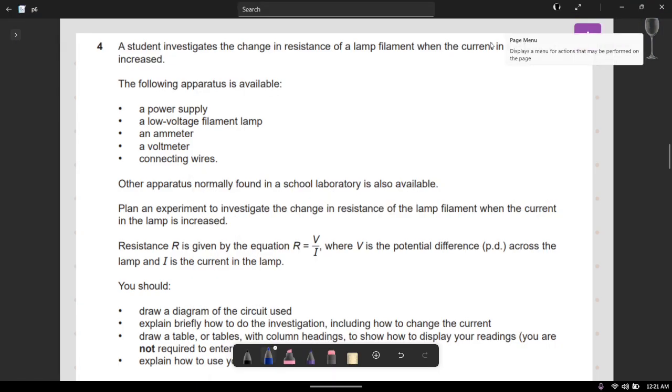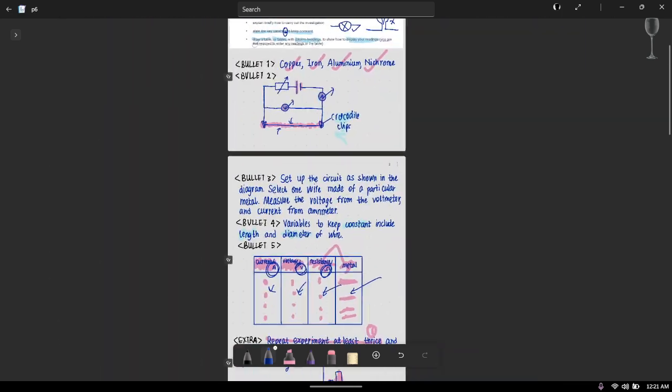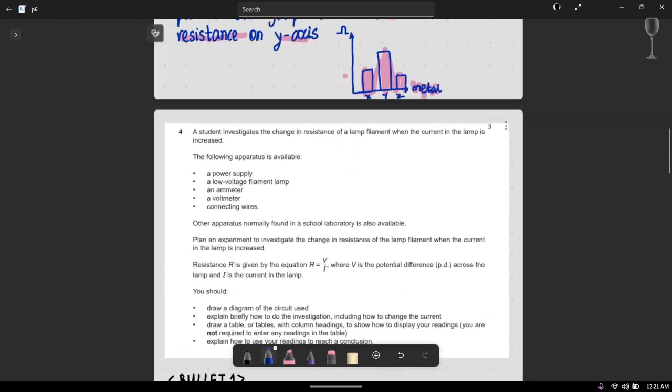Today we'll be looking at Physics 0625 Paper 6 Planning Investigation Part 2. So in the previous one we did this one and today we'll be doing this one.